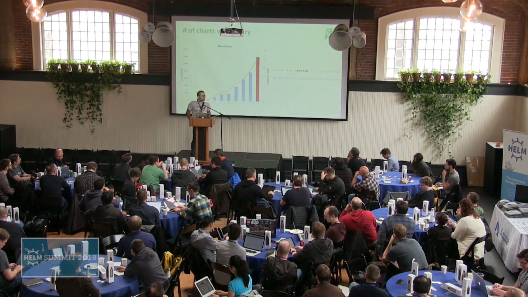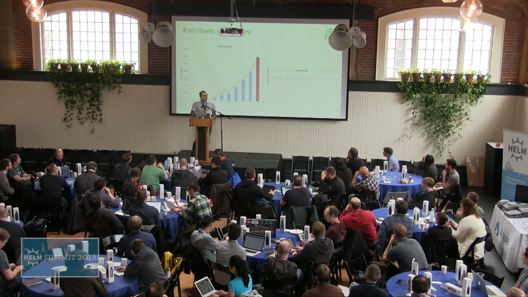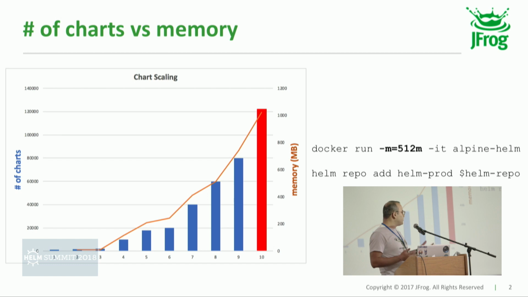So let's talk about a different Helm chart. What we did is we just tried to add the Helm repository via the Helm CLI, and we tracked how much memory is being consumed. So when we had 2,000 charts, it was doing pretty well memory-wise. It was consuming about 12 MB. But when we hit the 40,000 mark, it was consuming about 400 MB.